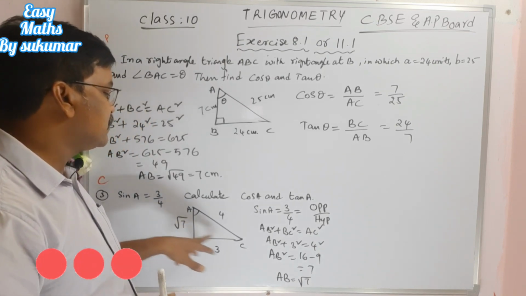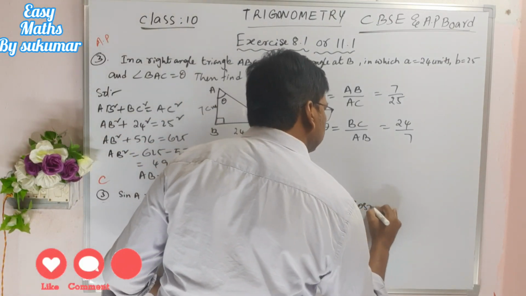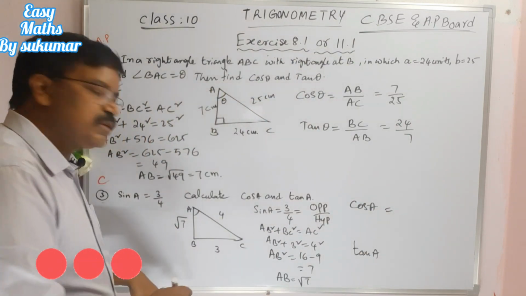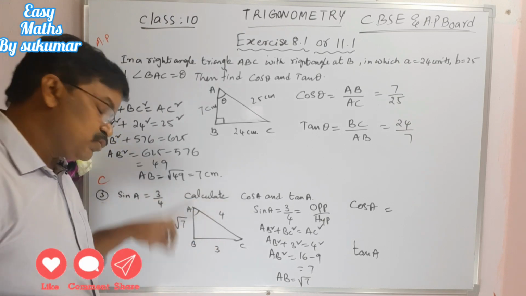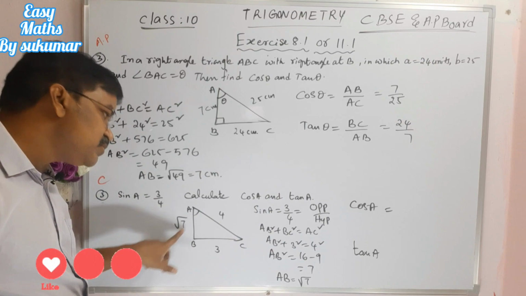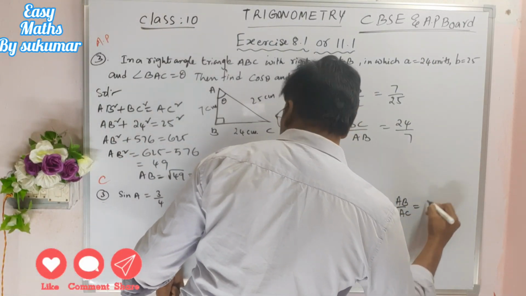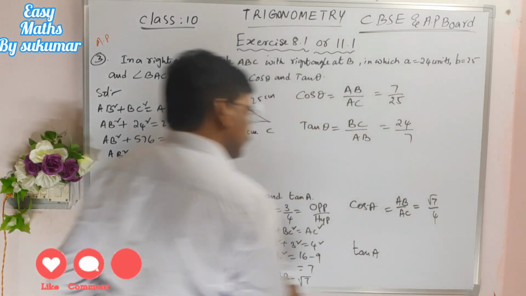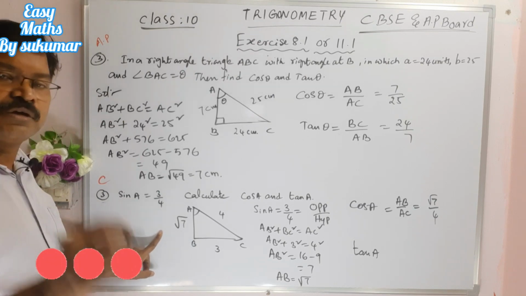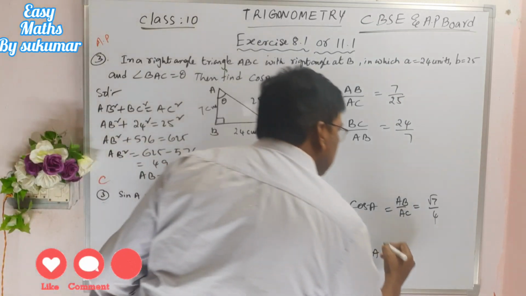Therefore, my dear students, what is to be found here? Cos A and tan A. So what is cos A? Cos A is adjacent side by hypotenuse, that is AB by AC, so that is root 7 by 4. Now coming to tan A, opposite side by adjacent side, sorry, that is BC by AB.